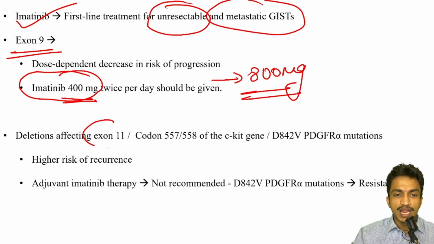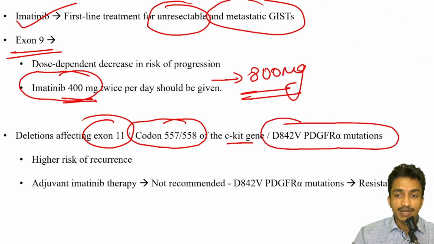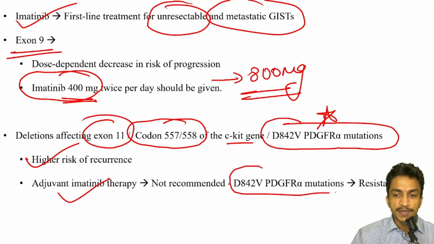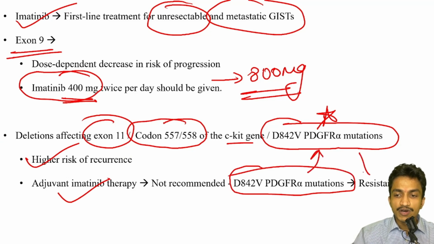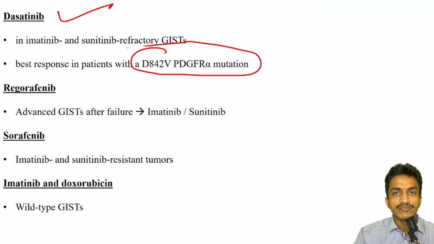If it is affecting exon 11 or codon 557, 558 of the c-KIT, or it is a D842V PDGFR alpha, this is a very important mutation to remember. There is an associated higher risk of recurrence. In this case, adjuvant Imatinib therapy is not recommended, especially in D842 PDGFR alpha mutations, because there is resistance to this drug. Whenever it is Imatinib or Sunitinib refractory, we use Dasatinib, especially in D842 PDGFR alpha mutations. For advanced GIST, that is after Imatinib or Sunitinib fails, we give Regorafenib.